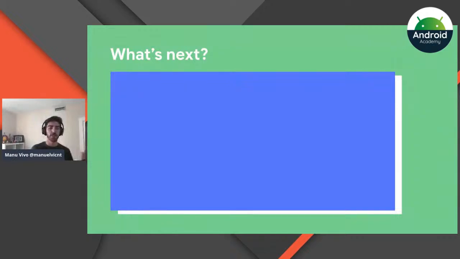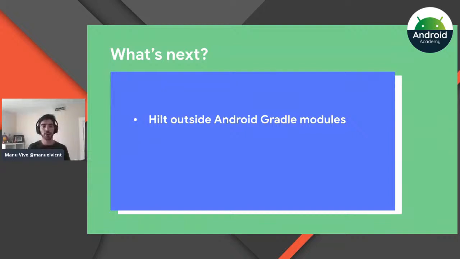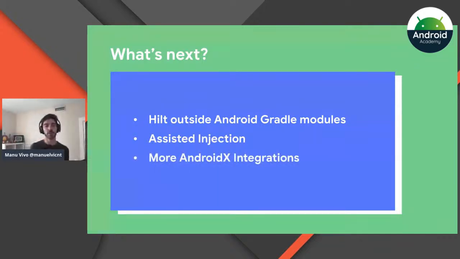So what's next? Something the team is currently working on is trying to have Hilt outside Android Gradle modules. You've seen that Hilt is pretty integrated with the Android framework classes, and it's shipped with an AAR. It means that you cannot use it in a Kotlin-only Gradle module, for example. So now we are exploring different ways to have this working. Also assisted injection, I don't know if you're familiar with this, but this is the way to provide at runtime different dependencies that might not be available at compilation time. And also more Android Jetpack integrations that we are exploring, for example, the navigation library.